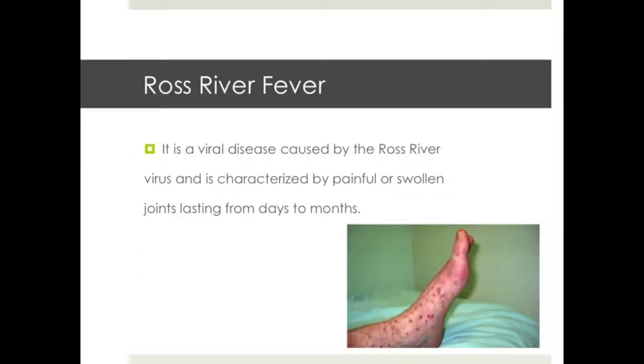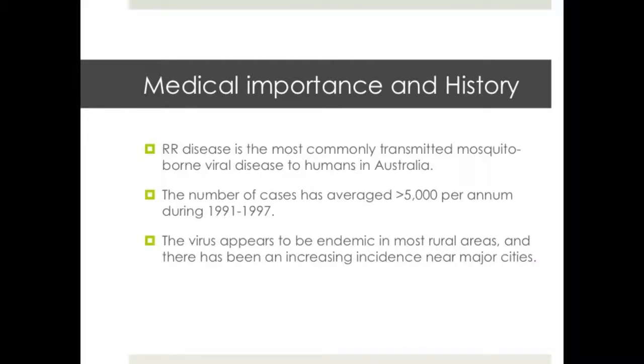The Ross River virus is a mosquito transmitted alphavirus that is endemic in Australia and Papua New Guinea. It caused a large epidemic in 1979 and 1980 involving Fiji, Samoa, and the Cook Islands. Ross River virus causes the most common arboviral disease in Australia.